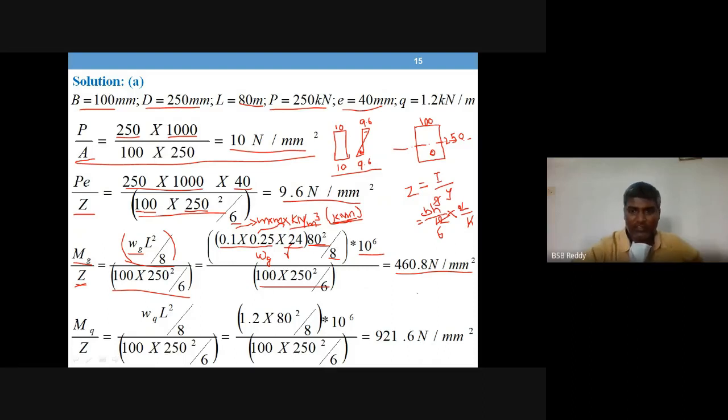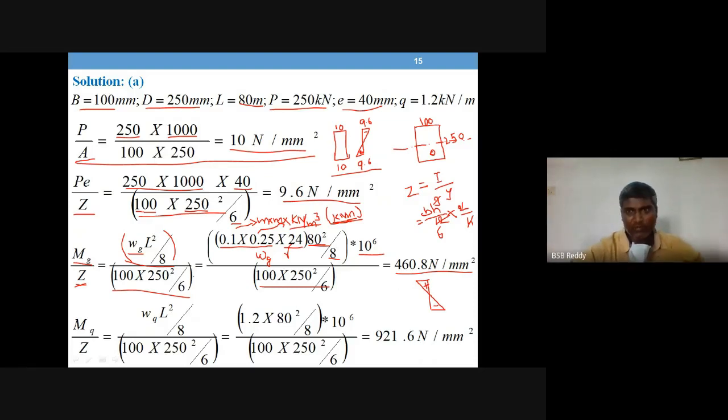This is the stress diagram, if you want to draw it: top compression, bottom tension. These are the stress values.